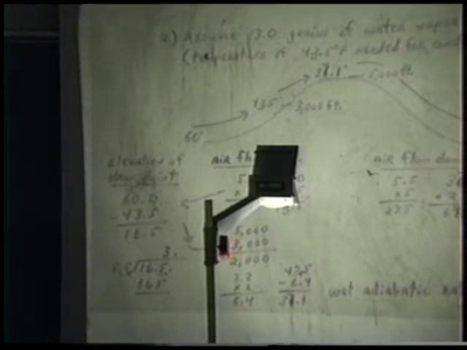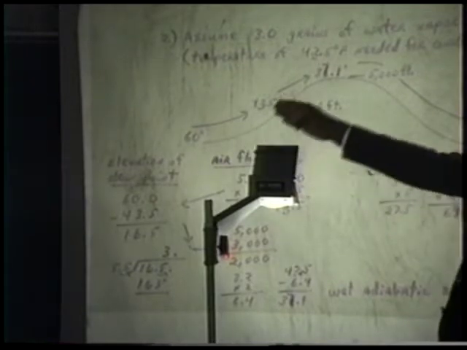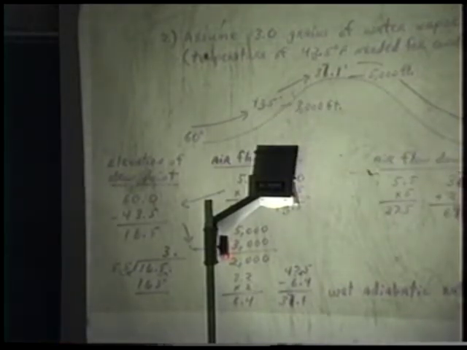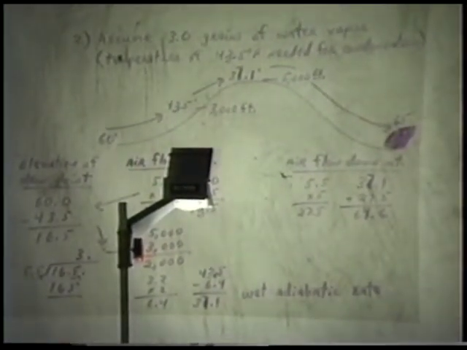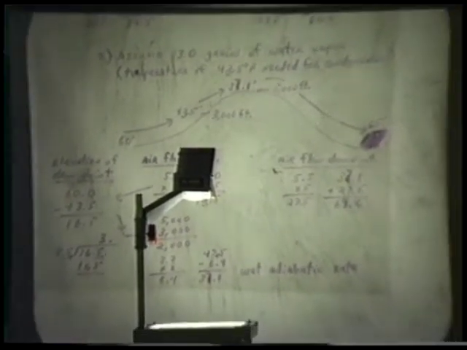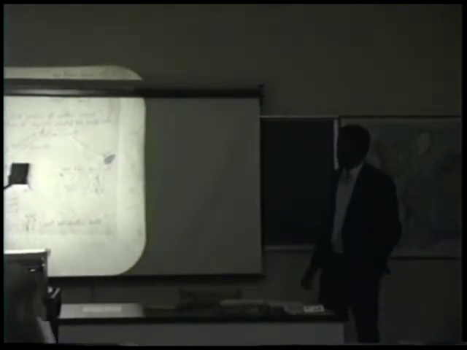Okay, so again, you need to remember the fact that as air moves up the mountain, it's going to cool off at the dry adiabatic rate until it reaches the dew point elevation. Beyond that elevation, the air is going to cool off at the wet adiabatic rate. Okay, any questions thus far?